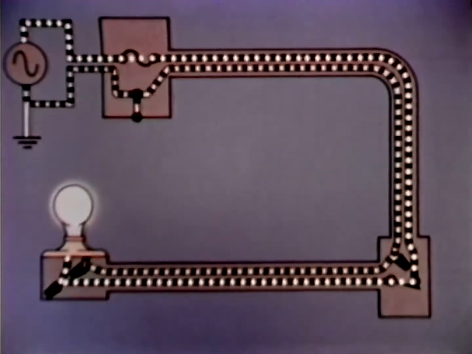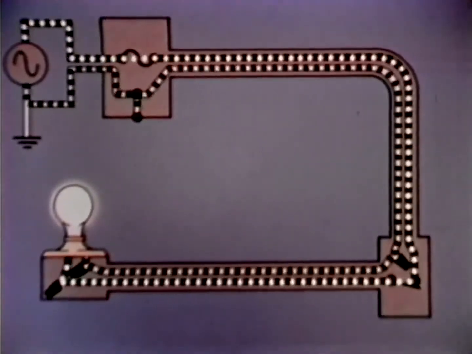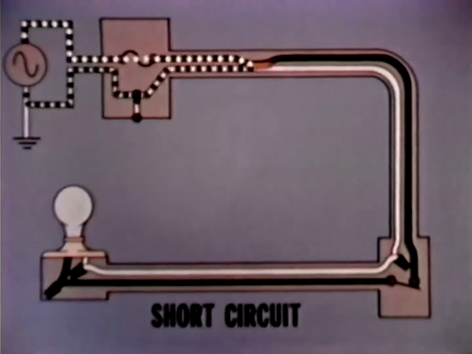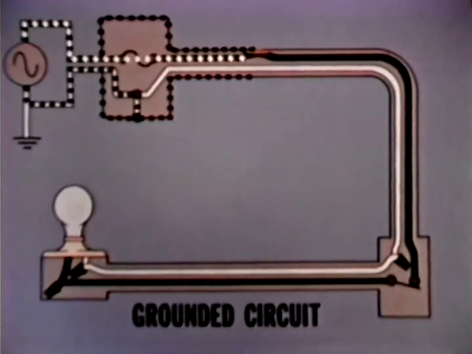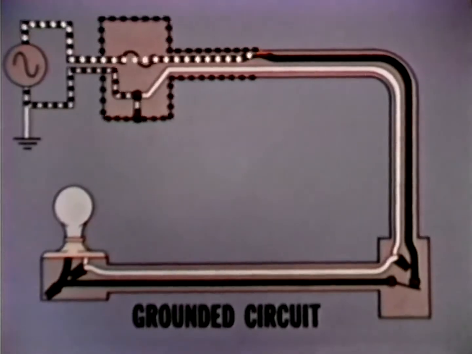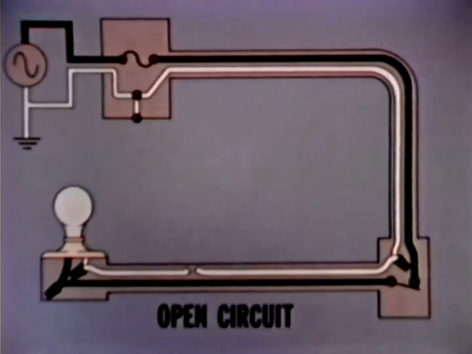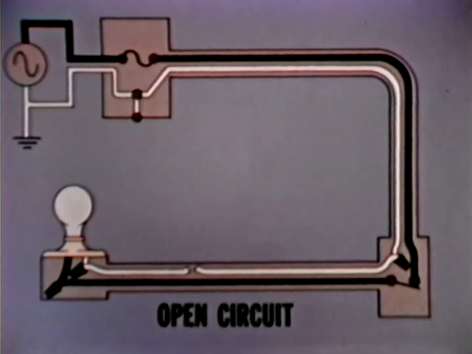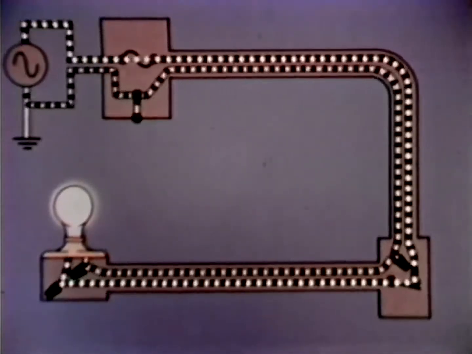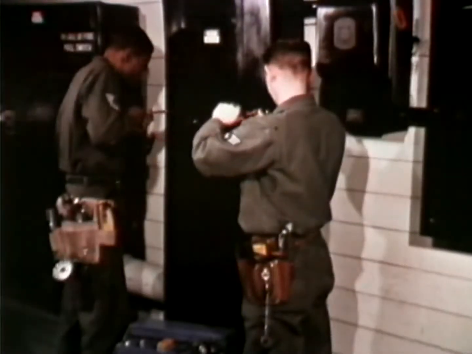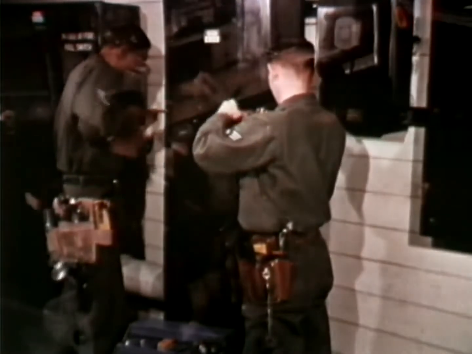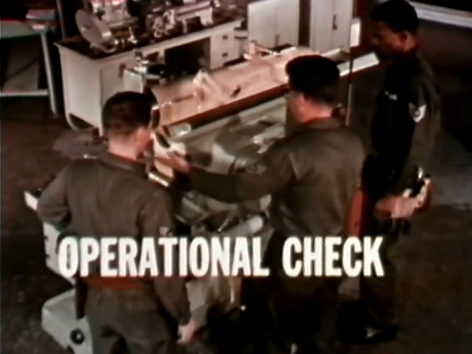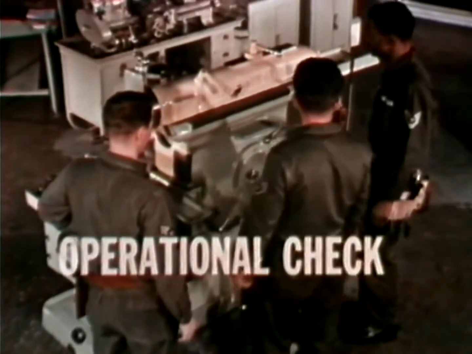Trouble in electric circuits can be classified into three general types: short circuits, grounded circuits, and open circuits. But regardless of the type of trouble, it can be found rapidly and safely by following sound troubleshooting procedures. Make an operational check of the circuit.